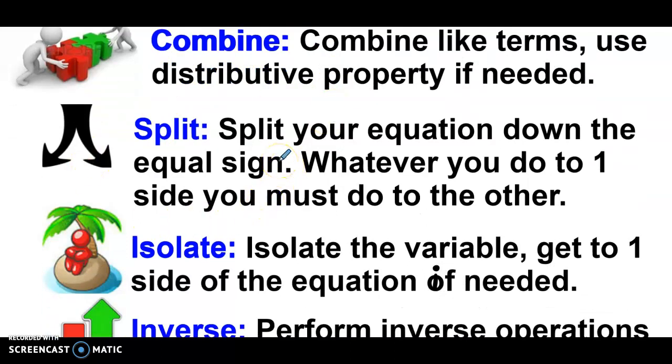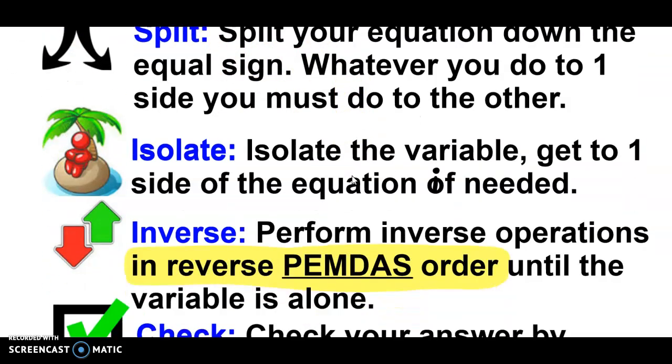Split your equation down the equal sign. Whatever you do to one side, you must do to the other. This is the fundamental of solving equations. Whatever we do to one side, we have to do to the other because the equal sign represents a balance. And if I do something to one side of an equation without doing it to the other, I'm not going to stay balanced, okay? So we're going to show that by splitting our equation in two.